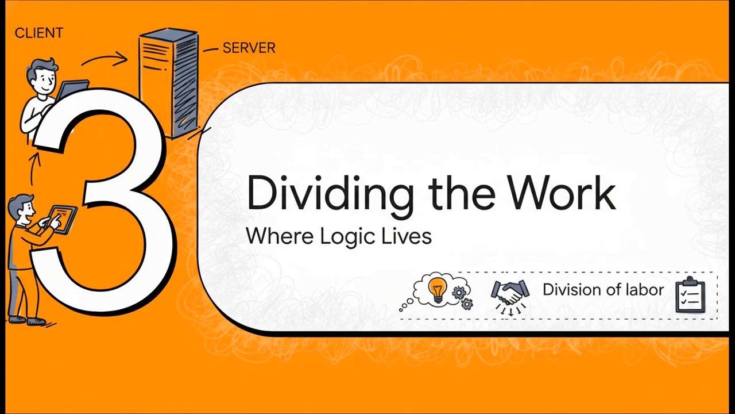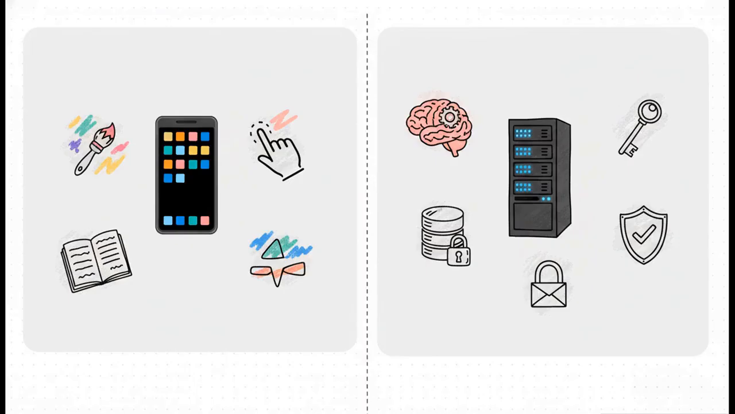Now, a huge part of designing a good system is figuring out who does what. Where does the actual thinking happen? The business logic. This separation of concerns, this division of labor, it is absolutely critical to get right.